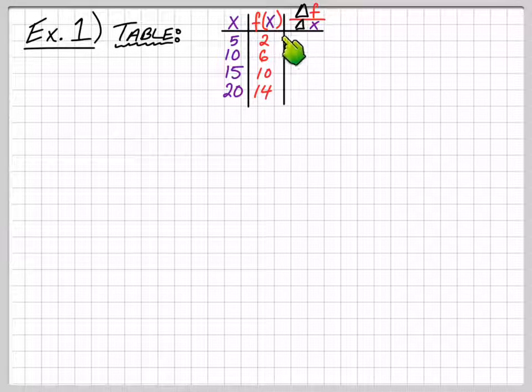Well, if we can just find the slope between consecutive points, and it turns out they're all the same, then that proves that this is in fact a linear function.